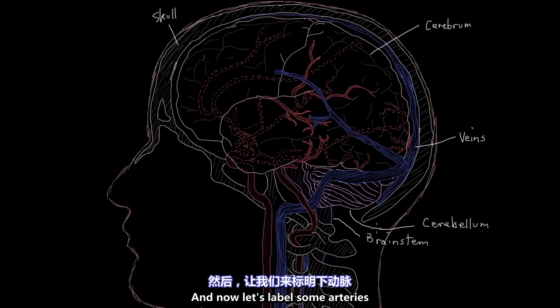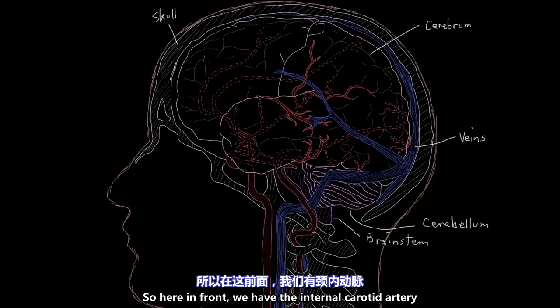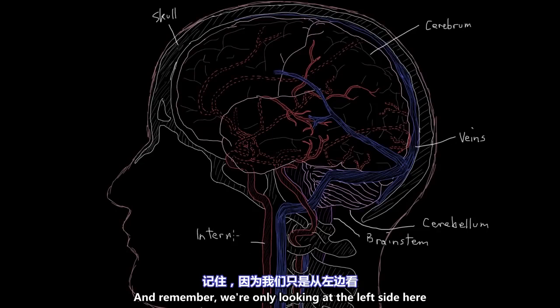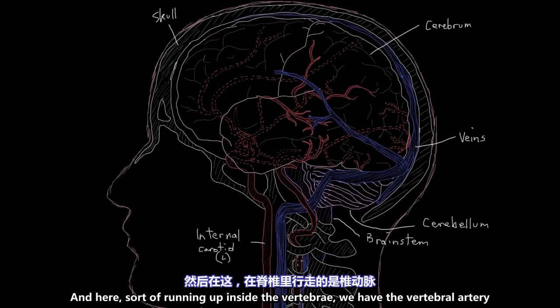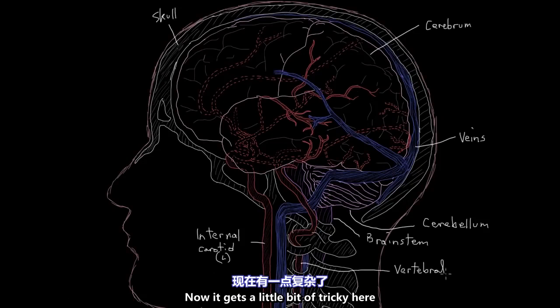And now let's label some arteries. So here in front, we have the internal carotid artery. And remember, we're only looking at the left side here, so we can only see the left one. And here, running up inside the vertebrae, we have the vertebral artery. Now it gets a little bit tricky here. This is the basilar artery.